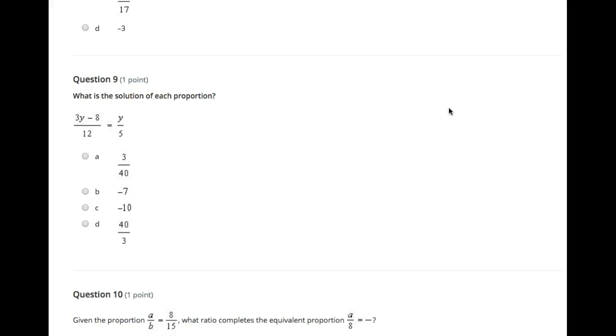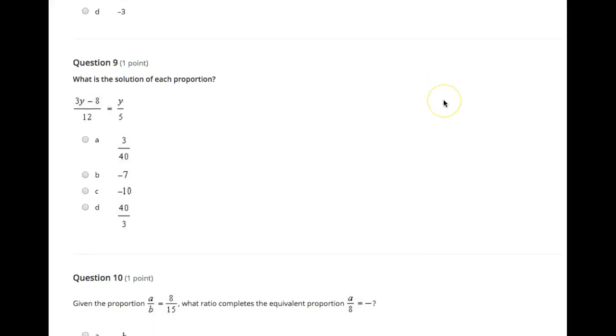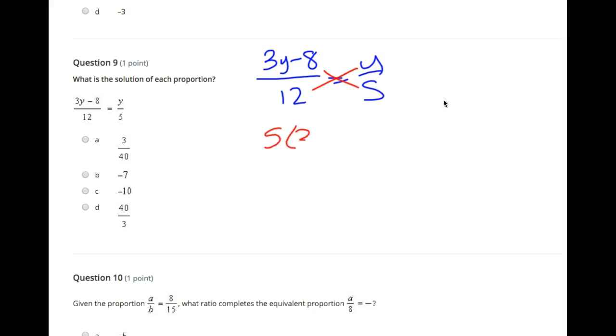This one is a little bit easier than the last one in that it kind of has some cleaner numbers. For number 9, we've got 3y minus 8 over 12 equals y divided by 5. We're going to once again multiply our cross products for our proportion. I go 5 times 3y minus 8 equals 12y.